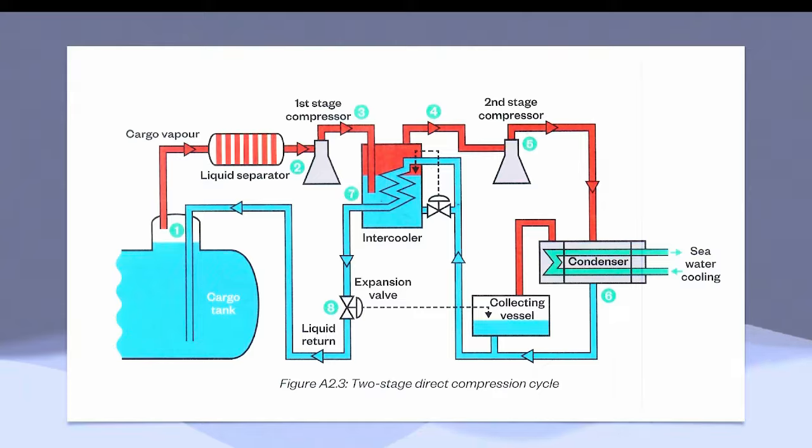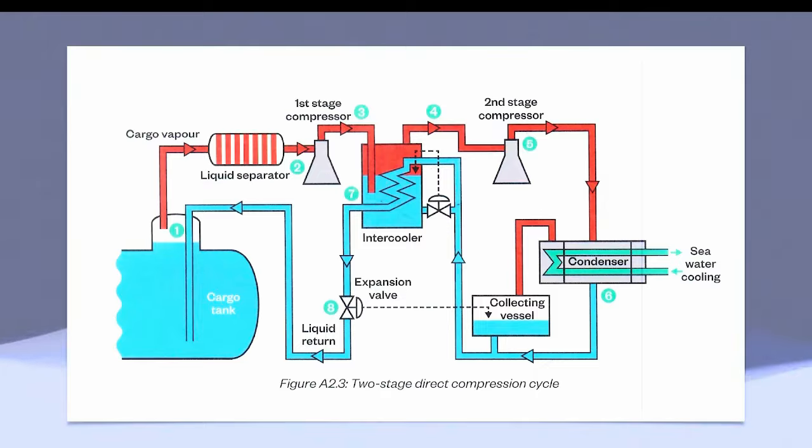The fundamental key idea that we need to understand here is that this is the same direct cycle. Compression takes place in two stages. This is done because with a large pressure difference, a single compressor operates inefficiently and overheats. For this reason, the load is shared out between two stages.